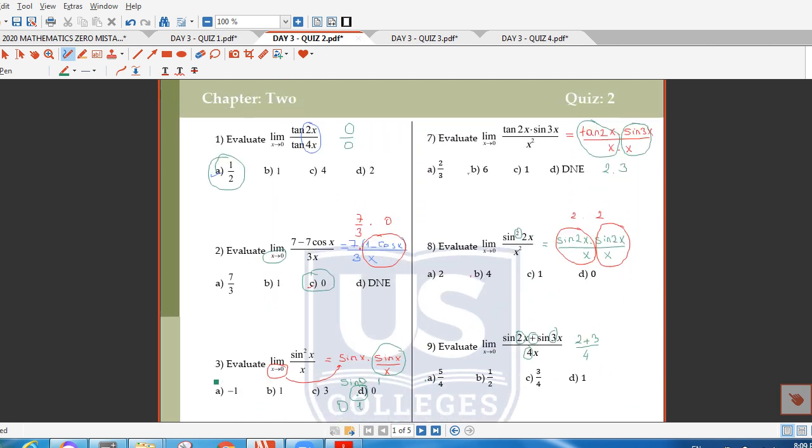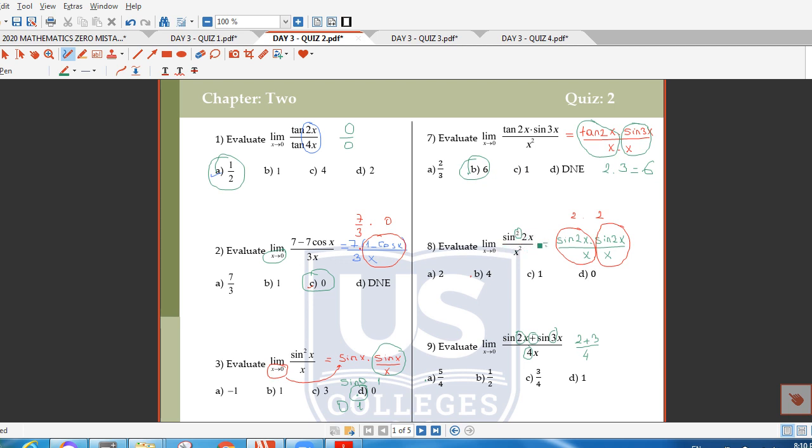Question 7. Tangent 2x times sine 3x over x squared. x squared can be written as x times x. So for each part, if you take x for tangent and sine, you can use the rule. Tangent 2x over x, as x approaches 0, is 2. Sine 3x over x, as x approaches 0, is 3. The product of them will be 6. The answer is 6.